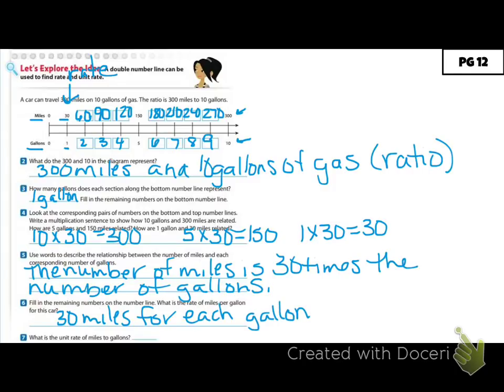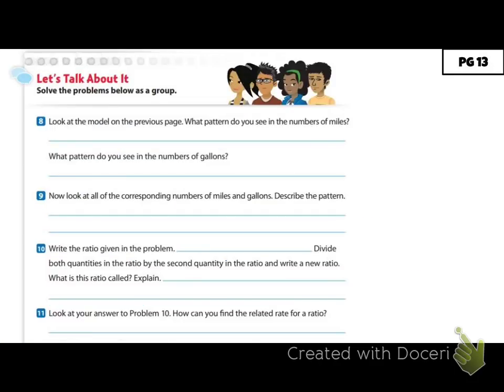And then number 7, what is the unit rate of miles per gallon? It would be 30. So let's solve the problems and work through a little bit more. Number 8 says, look at the model on the previous page. What pattern do you see in the number of miles? Well, we talked about this earlier. They're going up by 30, so they are all multiples of 30.